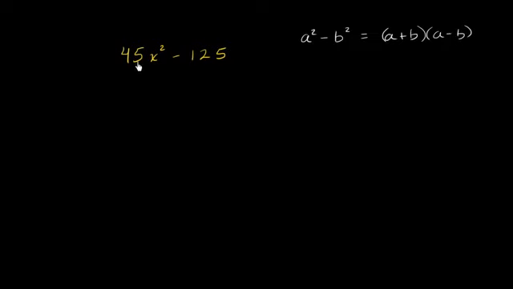So let's look over here. Well, it's not obvious that this right over here is a perfect square. Neither is it obvious that this right over here is a perfect square. So it's not clear to me that this is a difference of squares.